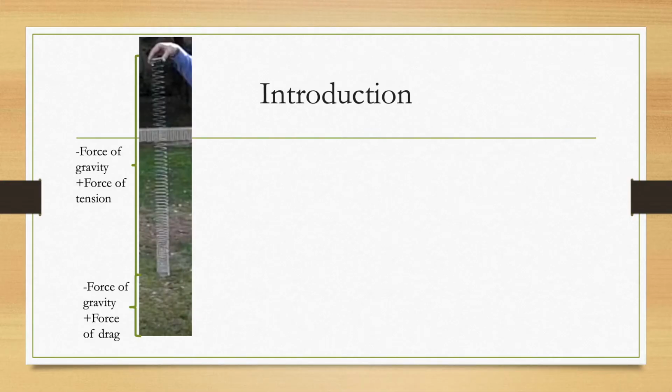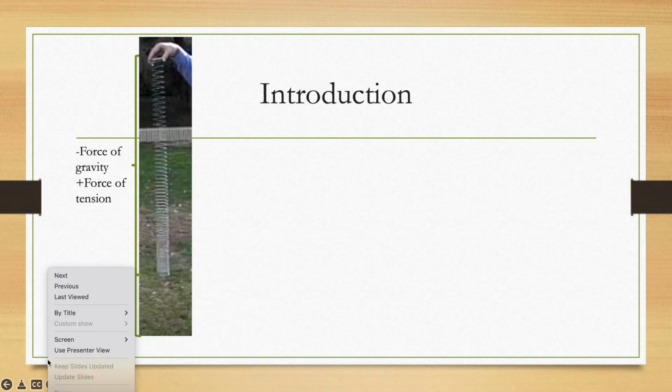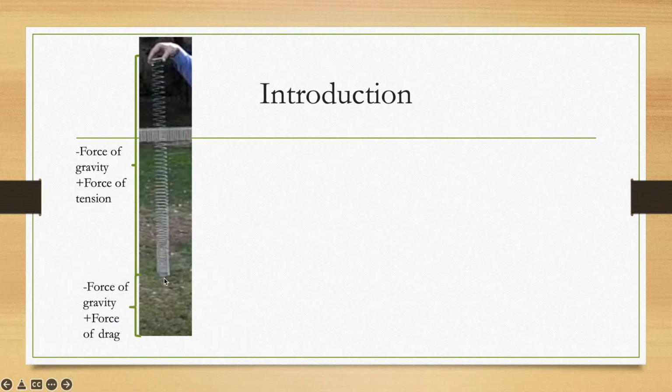So what are the dynamics of this system? When the hand lets go, the slinky goes down. The bottom does not move until the compressional wave travels to the bottom and moves it. Until the point where the slinky is not moving at the bottom, the forces acting on the slinky are only the force of gravity and the force of tension, and they each cancel each other. That's why the bottom of the slinky does not move.